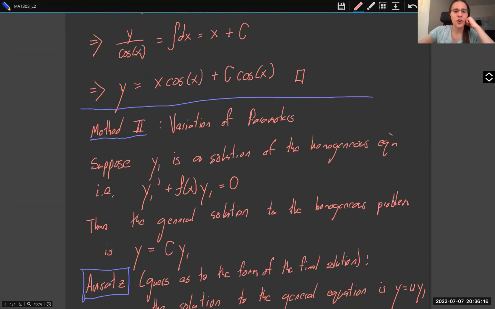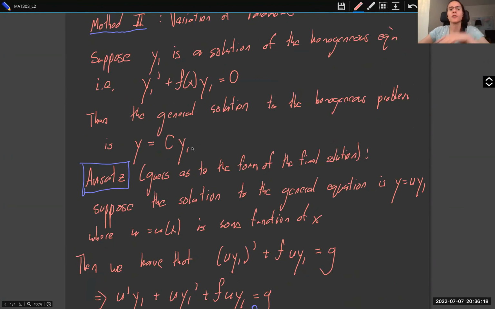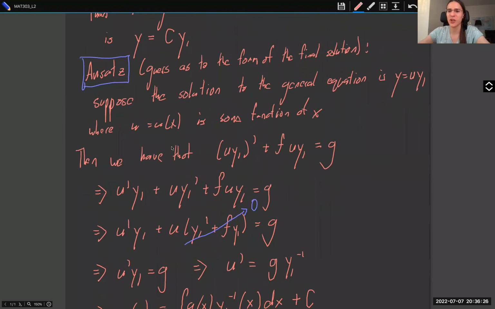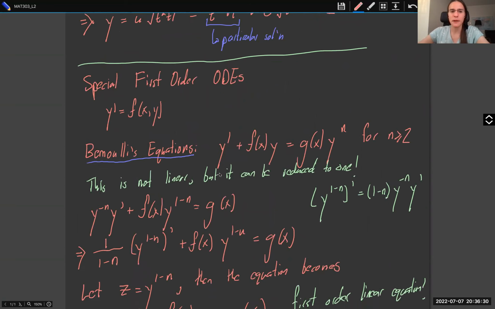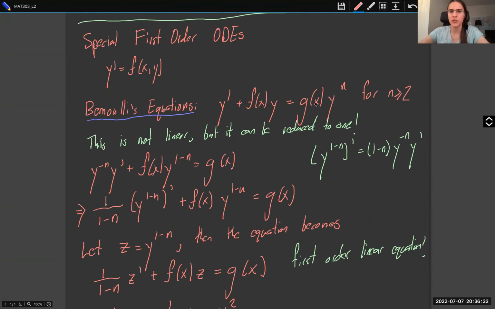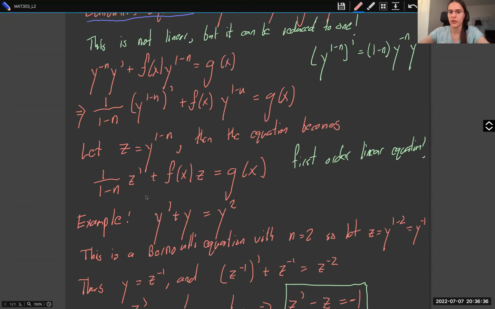Right. And so here, the ansatz was that we were going to replace the constants in the homogeneous solution with a general function. And apparently that lets us solve it, because I've shown here that that gives us a general solution. Then we talked about two types of equations, Bernoulli's equations, which for n greater than or equal to 2 are not linear, but they can be reduced to a linear equation.